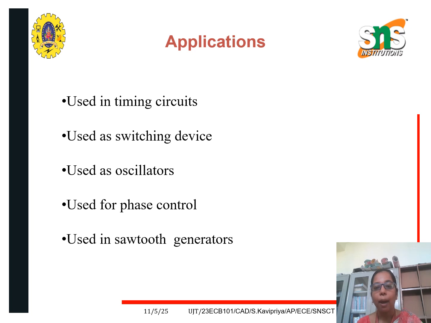And finally, the applications of the UJT. It is used as a switching device, in oscillators, in timing circuits, and in sawtooth waveform generators, and it can be used for phase control.